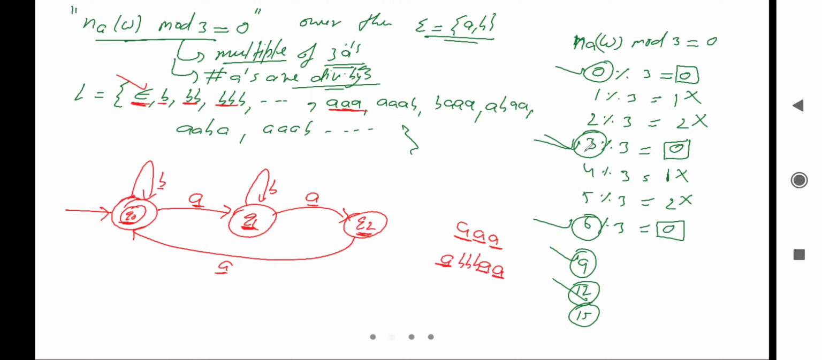Yes, three a's are possible. Means on b there is no condition. It can be zero number of b, one number of b, two number of b, and it can be 3 and 4, and so on. So it is also a possible string. So we can say we can take the loop of b, right? Now let's see the next thing. There is no transition for b on q2.